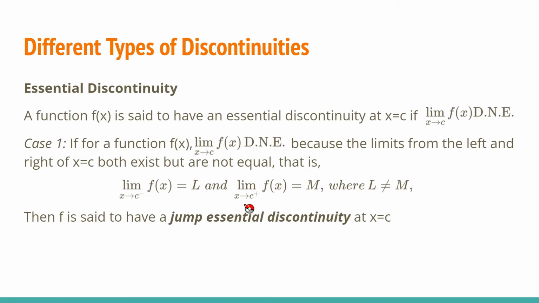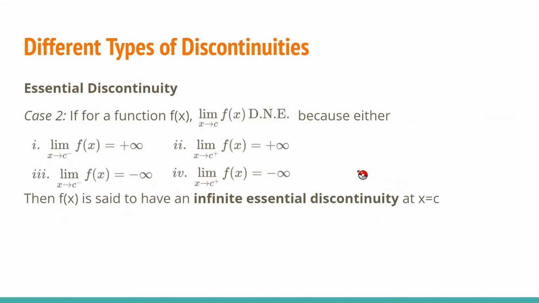If this is the case, then f is said to have a jump essential discontinuity at x equals c. So again, the limit does not exist because though both one-sided limits exist, they are not equal.